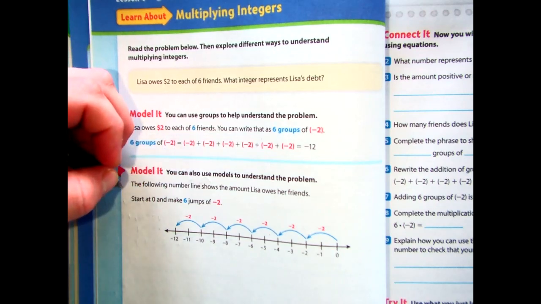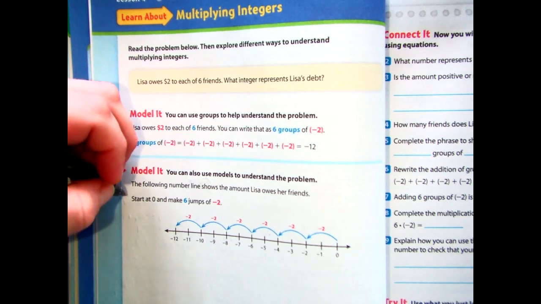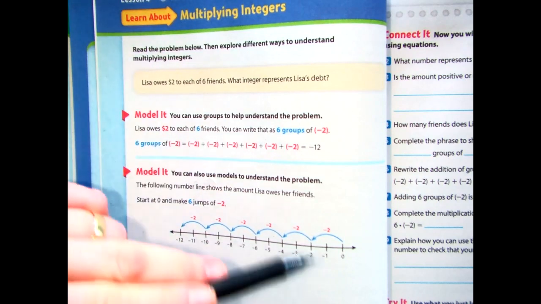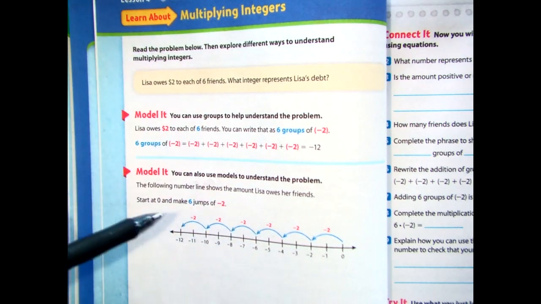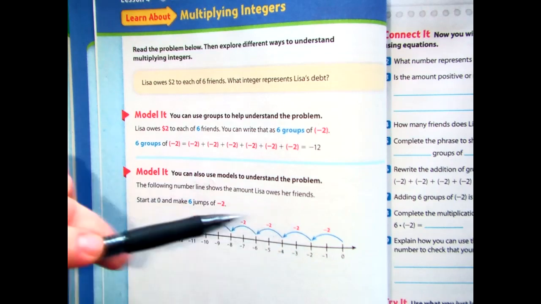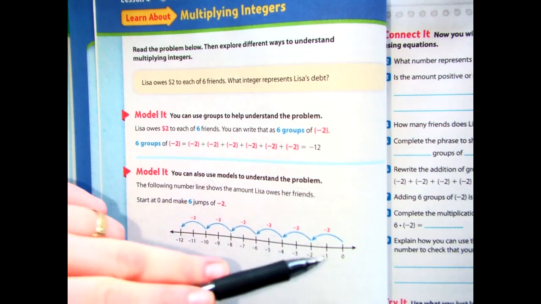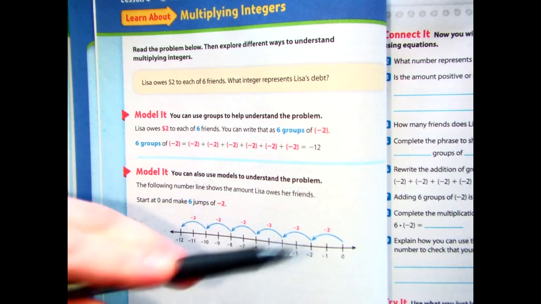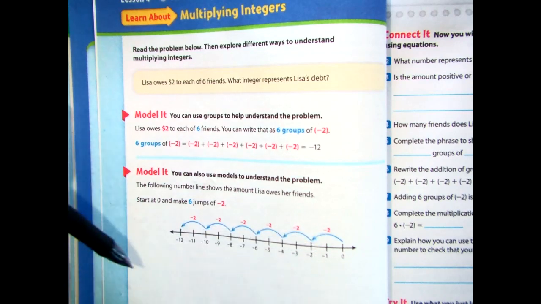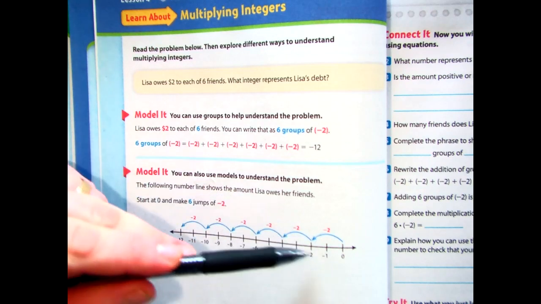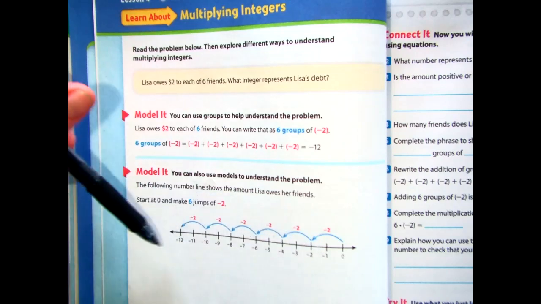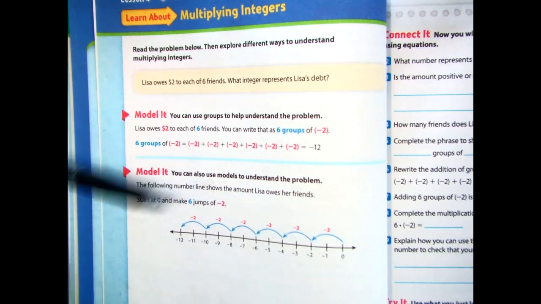Now the following number line shows the amount Lisa owes her friends. Start at 0 and make 6 jumps of -2. This is called skip counting. This is what multiplication looks like on a number line. Notice that we went to the left of 0, -2 spaces for each bunny hop that you see. So each bunny hop was -2 spaces long. So we can count down by 2's on the negative side to figure out that we get to -12 after we have 6 of these little bunny hops.